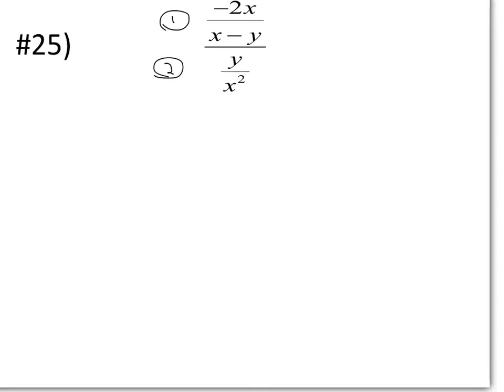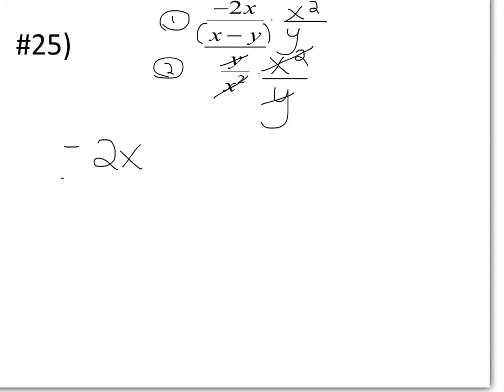Well, we're good here because they're already single fractions, so we can skip straight to step 4, which tells us to multiply by the reciprocal of the denominator. So I flip over the denominator. The y's cancel each other, the x squareds cancel each other. But remember, whatever you do to the denominator, you also have to do to the numerator. So I'm left with negative 2x over x minus y times x squared over y.